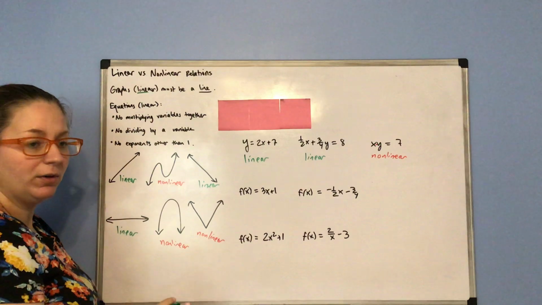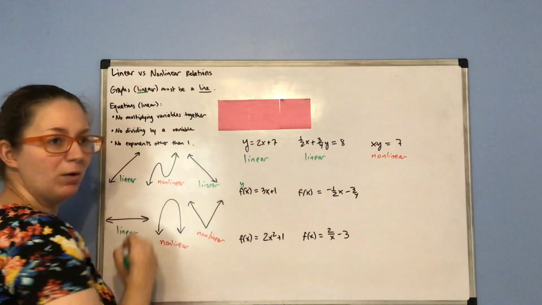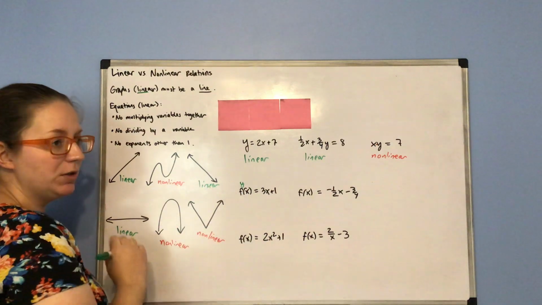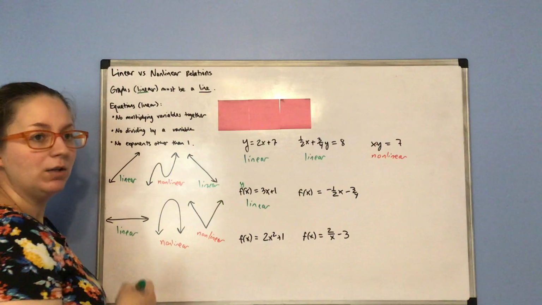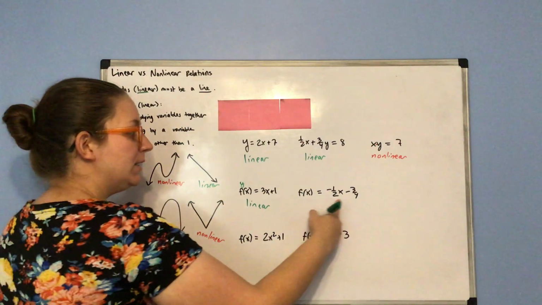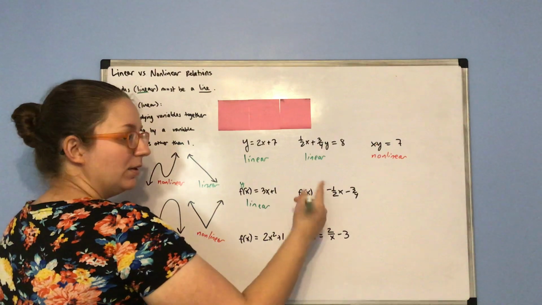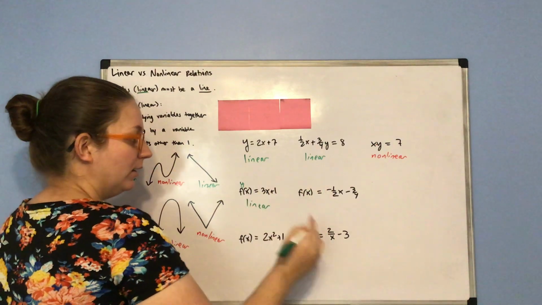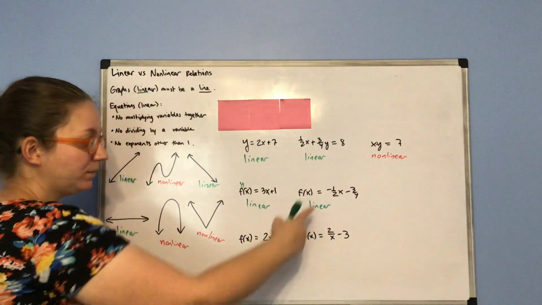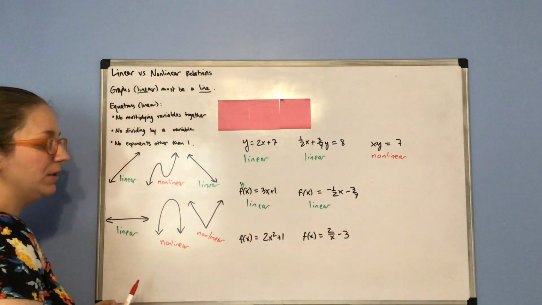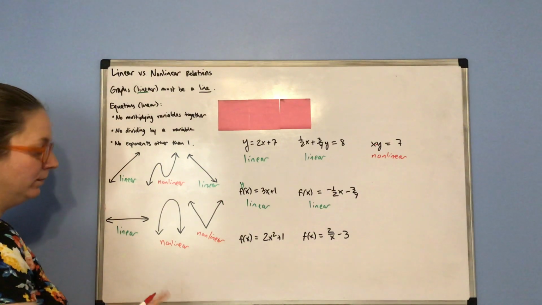Let's look at some that are in function notation form. So f of x, remember f of x is basically like y. F of x equals 3x plus 1 would also be linear. If you were to graph that, you would get a line. Same idea here, remember fractions are not a problem, and as long as we don't divide by a variable, which we're not here. So this one right here, also linear. If you were to graph f of x equals negative 1/2 x minus 3/4, you would get a line.